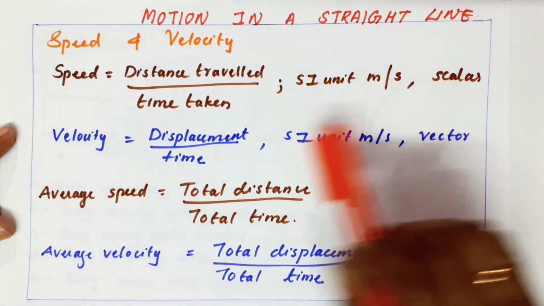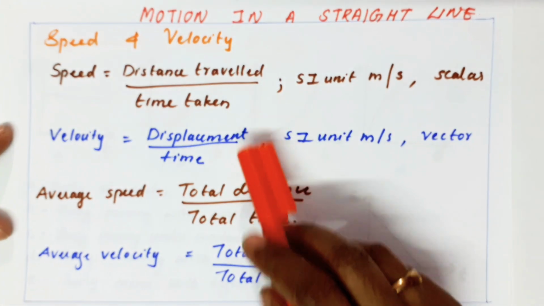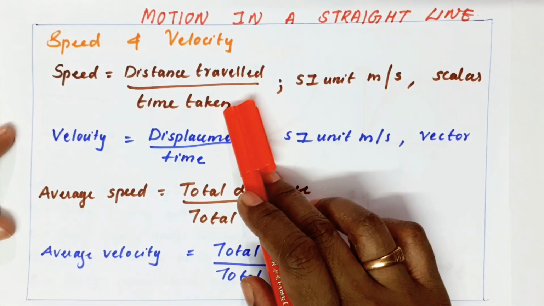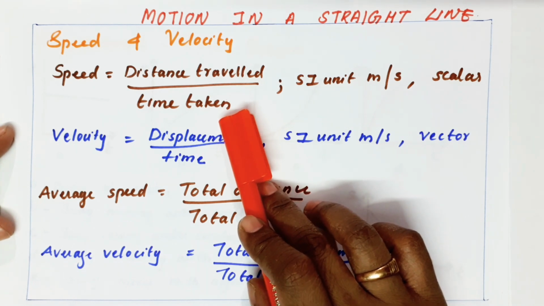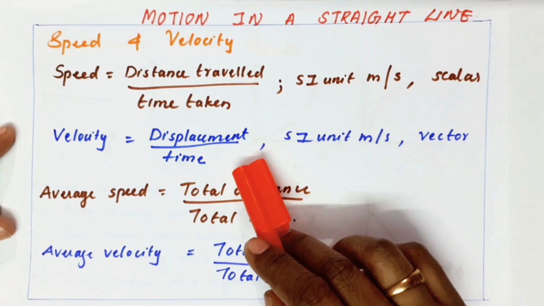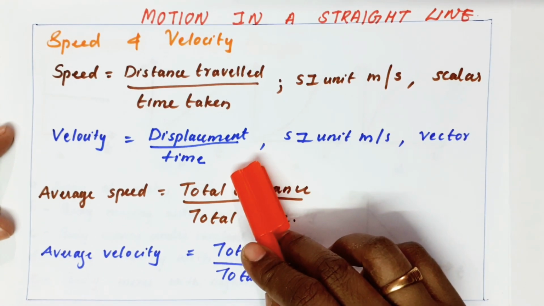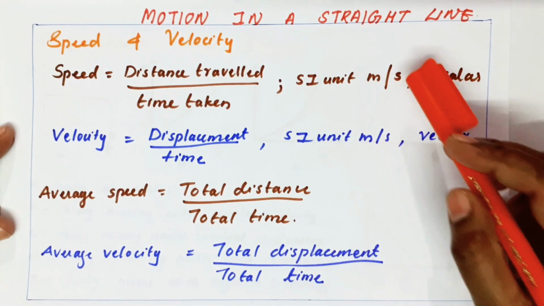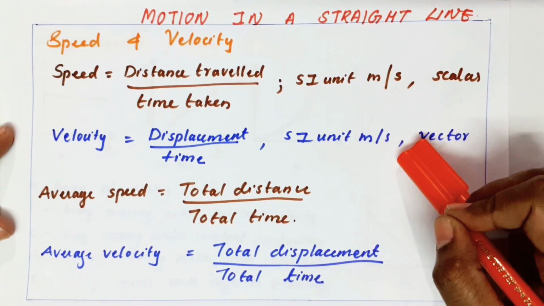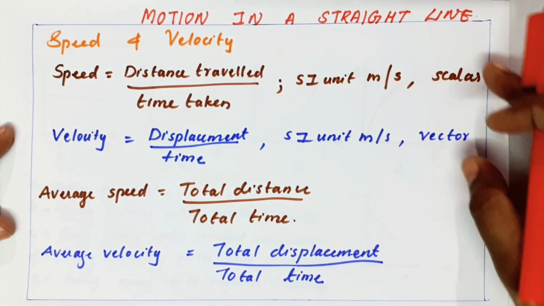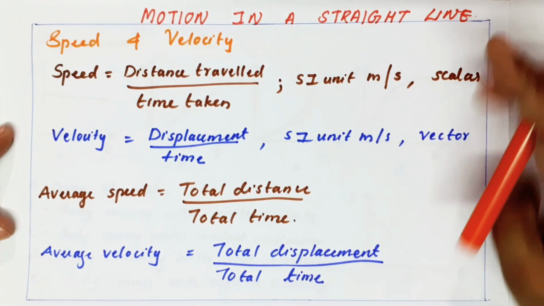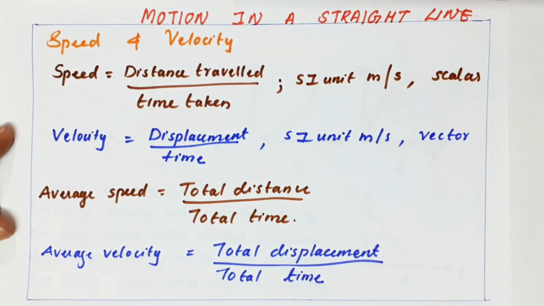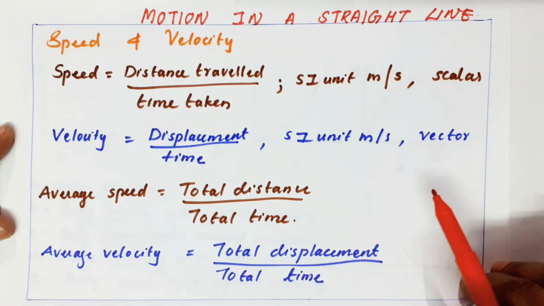First concept, you all know the difference between speed and velocity. Speed is nothing but distance divided by time taken, and it is a scalar quantity. Velocity is displacement by time, and it is a vector quantity. Both quantities we express in SI unit, meter per second. What is called average speed? Average speed is total distance divided by total time. Average velocity we can calculate by total displacement by total time.